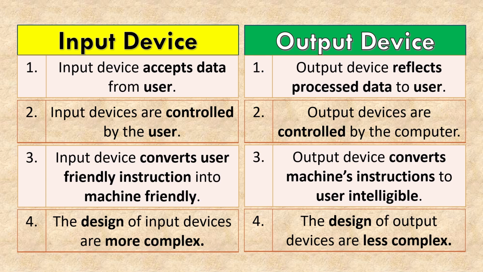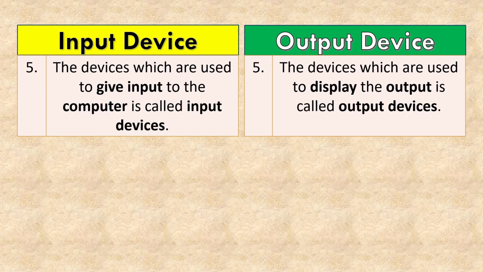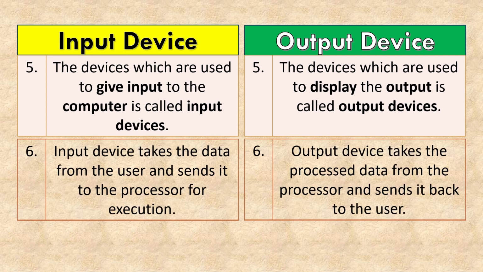The design of input devices is more complex. The design of output devices is less complex. The devices which are used to give input to the computer are called input devices. The devices which are used to display the output are called output devices. Input device takes the data from the user and sends it to the processor for execution. Output device takes the processed data from the processor and sends it back to the user.